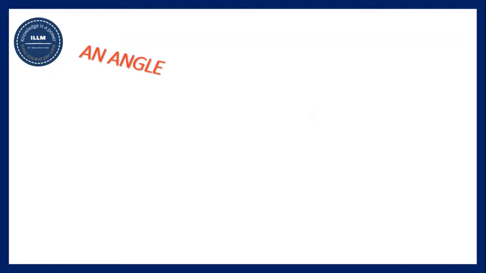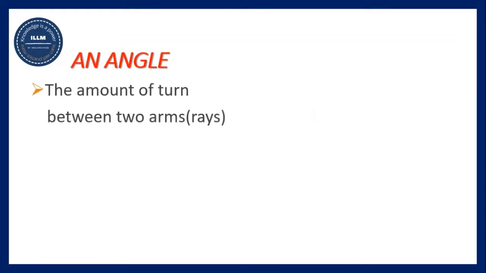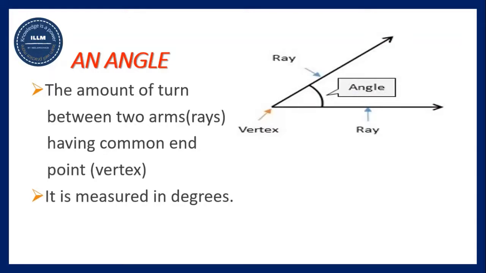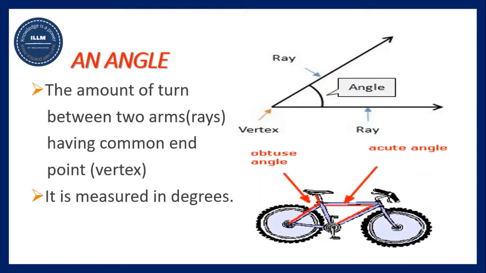Now I will explain you about an angle. It is the amount of turn between two arms, or you can say rays, having a common endpoint, which is called a vertex. It is measured in degrees. Here in this diagram, you can see two rays, which are actually the arms. And these arms join together at the common point called the vertex. And the space between both arms shows an angle. In this bicycle, you can also see two different angles. One is obtuse and the other one is an acute angle.